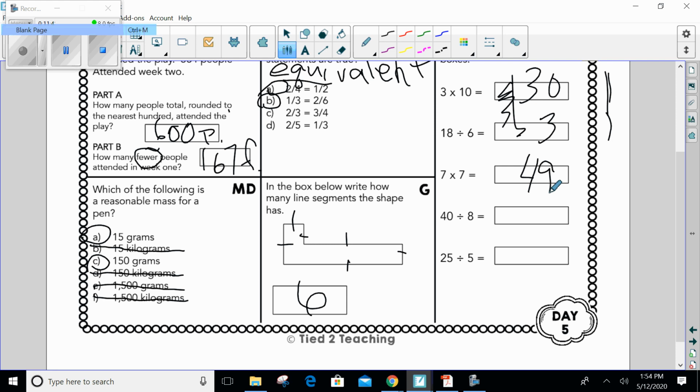40 divided by 8. 8 times what equals 40? 8 times 5. 25 divided by 5 equals 5 times what equals 25? 5 times 5.